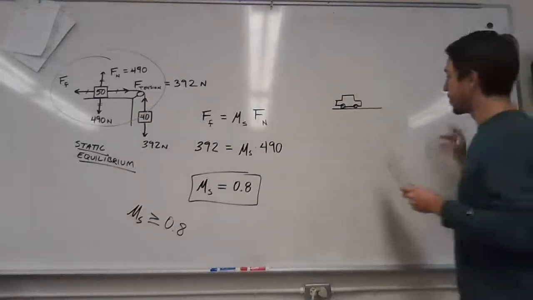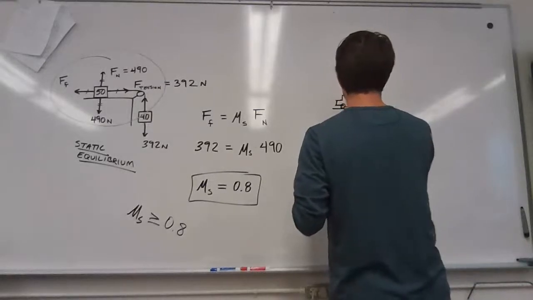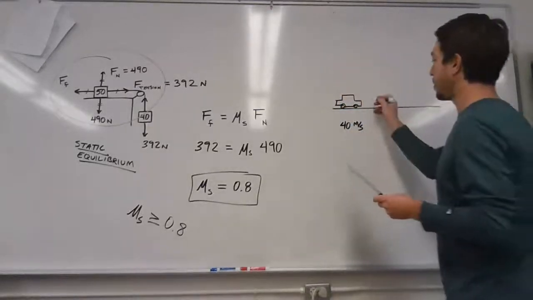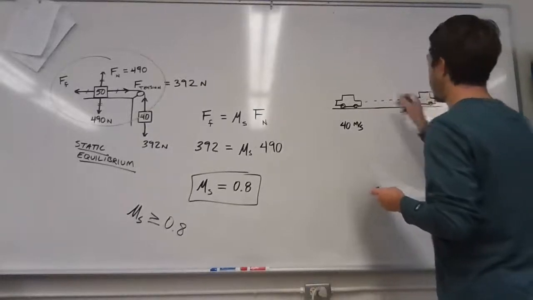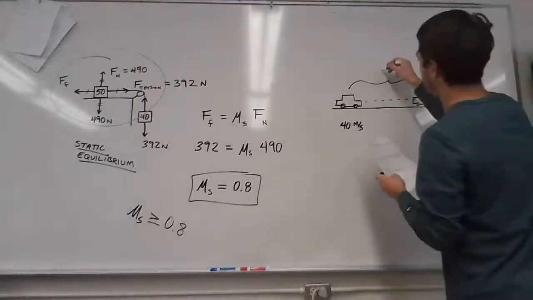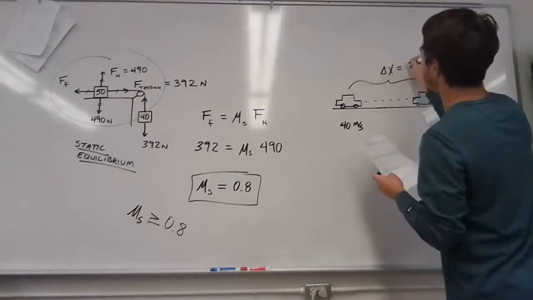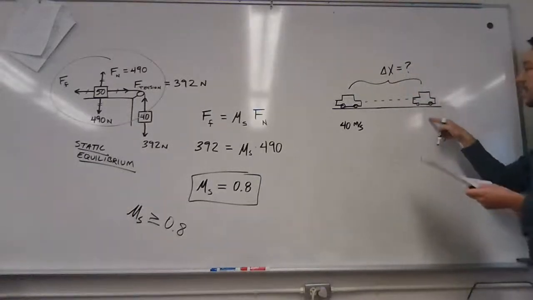Okay, so he's going 40 meters per second. He hits the brakes. He slides. Now the question we don't know is this: how far does he travel? What's his displacement over this event? What's his final speed though? 0.